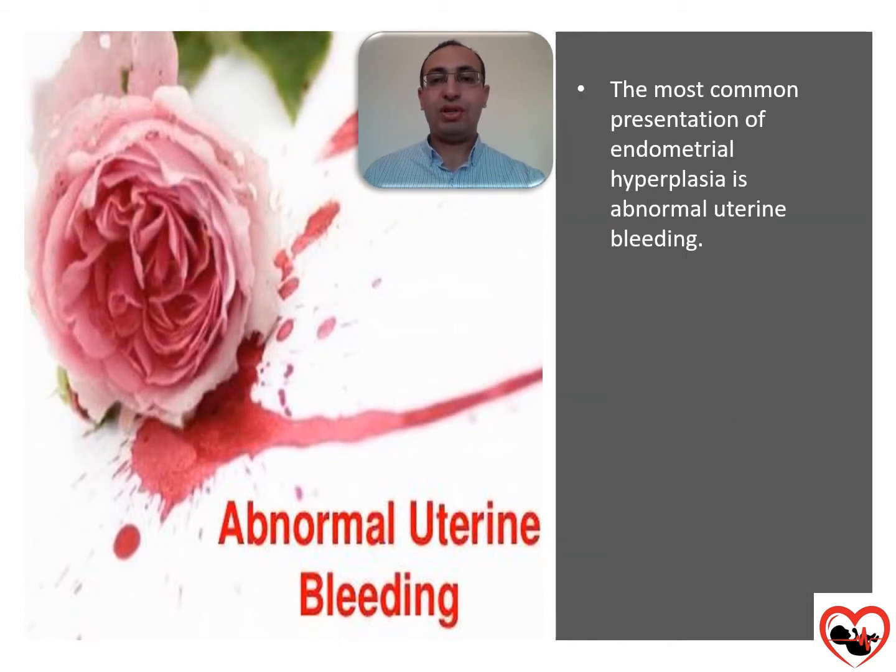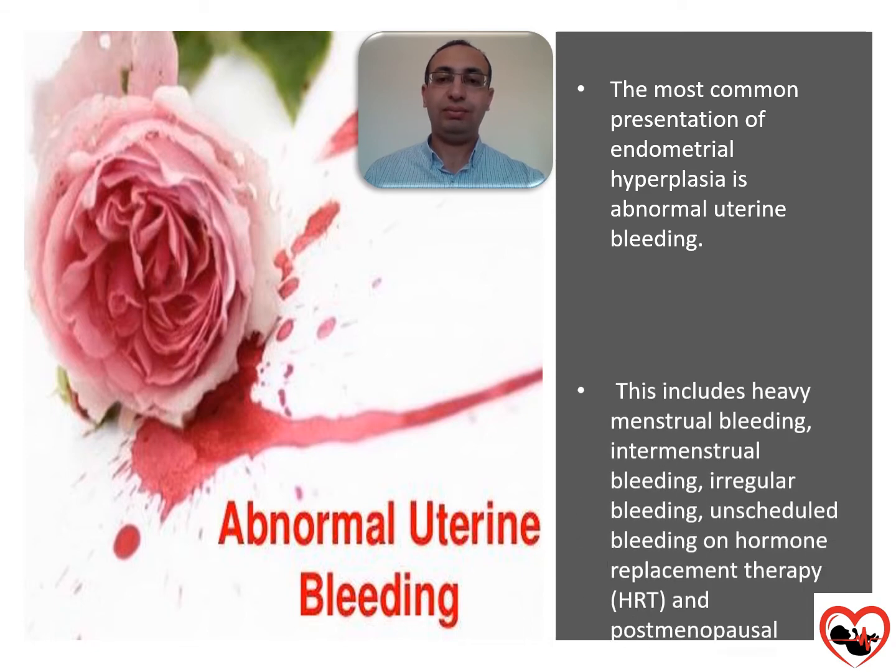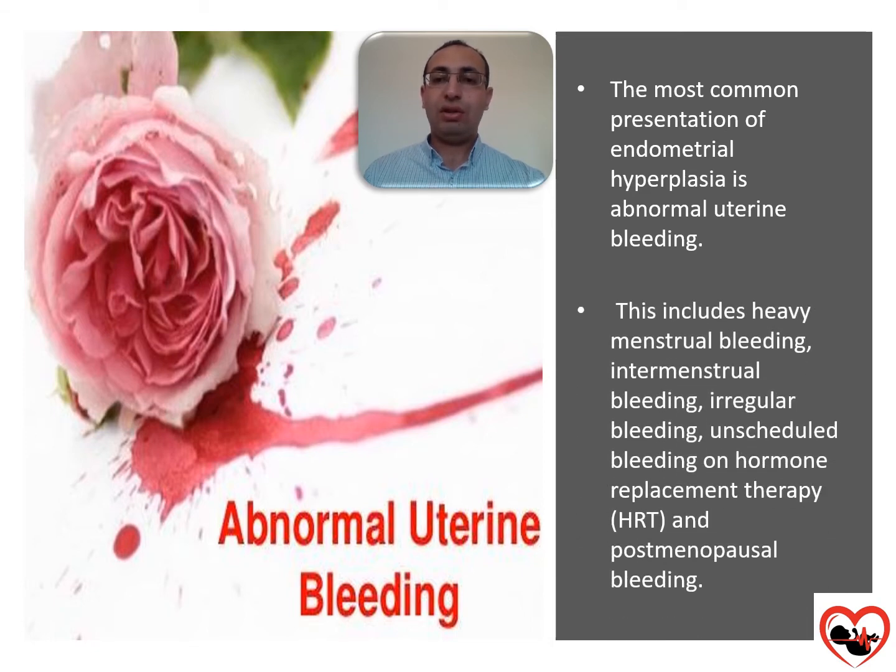The most common presentation of endometrial hyperplasia is abnormal uterine bleeding. This includes heavy menstrual bleeding, intermenstrual bleeding, irregular bleeding, unscheduled bleeding on hormone replacement therapy, and postmenopausal bleeding.